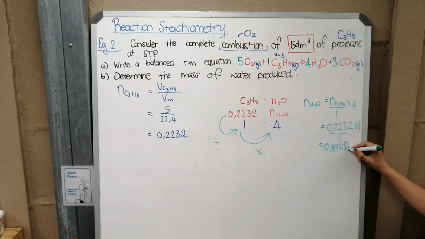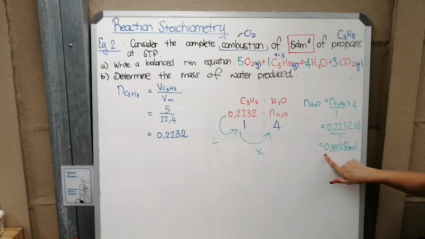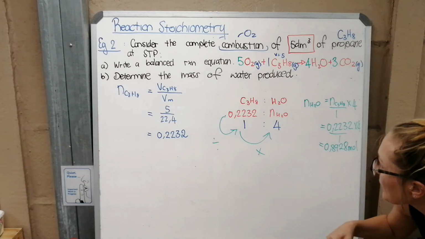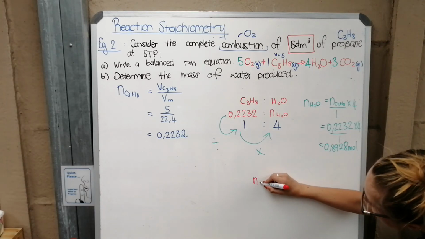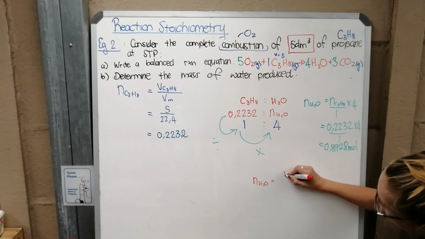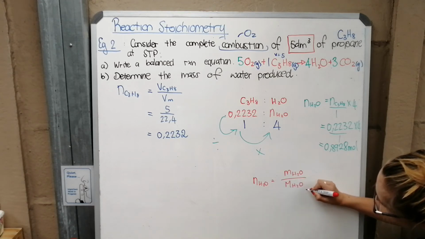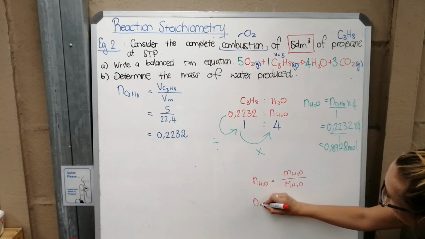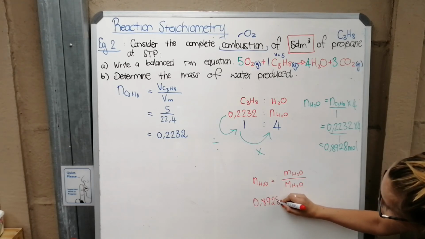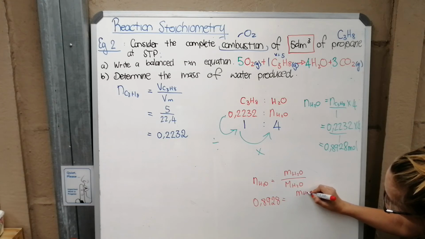Now let's double check. They asked for mass, not for moles. So we've worked out the moles of water. They want mass of water, so one more little calculation to do. The moles of water would equal the mass of water over its molar mass, and now we sub in. That is 0,8928. The mass of water is what we're after.